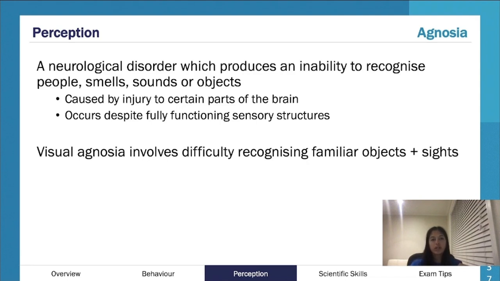Okay, so this idea of agnosia. This is a neurological disorder where you are basically unable to recognize familiar things. It's due to a brain injury, and not due to an actual issue with your sensory organs. So you don't have an issue with your eyes or your ears or anything like that. You're able to see things perfectly fine. But in the context of visual agnosia, you just can't recognize familiar objects and sights, even sometimes people, due to that kind of brain damage.